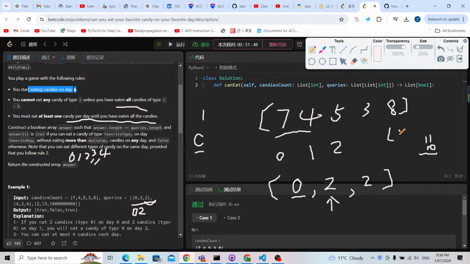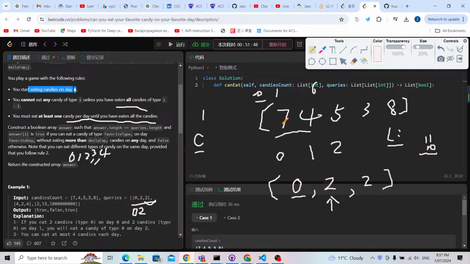So I'm gonna use L as the latest day we're gonna eat the candies. For type 0, what is the latest day? So it's gonna be 6, right? Because we are starting from index 0. We are starting from day 0 and day 1 until day 6.